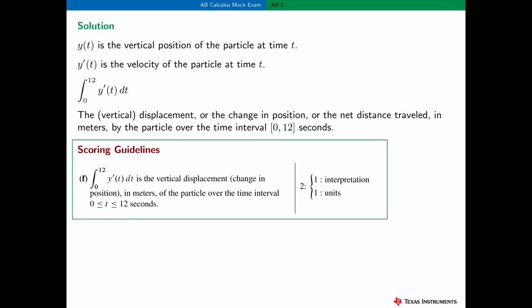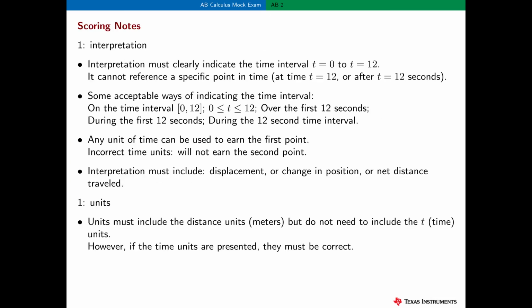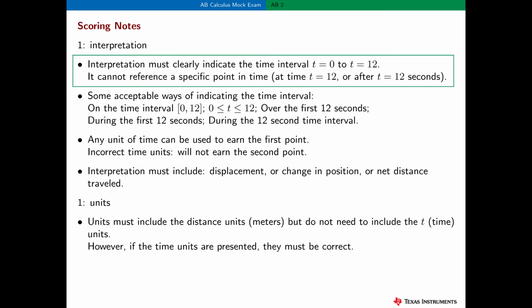Here are the scoring guidelines for this problem. Part F was worth 2 points. 1 point for the correct interpretation, and 1 point for including the correct units as asked for in the problem. Here are some notes about these scoring guidelines. To earn this interpretation point, the student must clearly indicate the time interval, t equals 0 to t equals 12. A common error here is for students to reference a specific point in time, for example t equals 12, or to say something like after 12 seconds. So we need the time interval here.